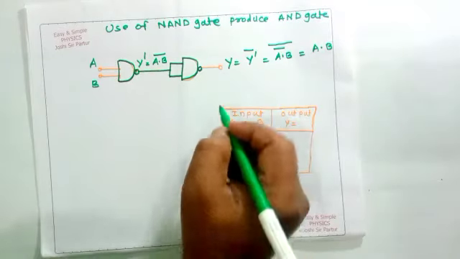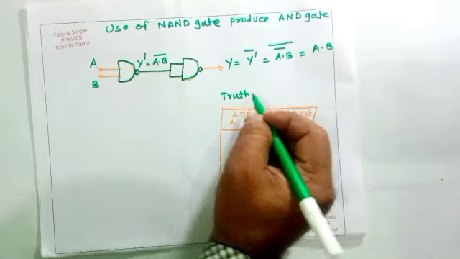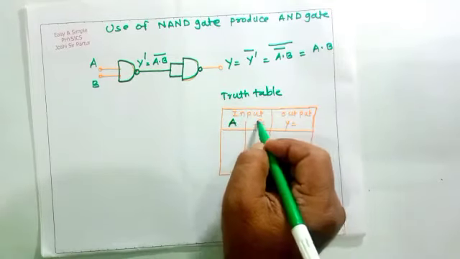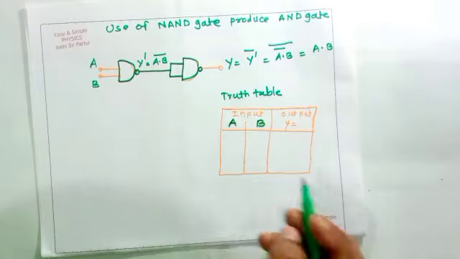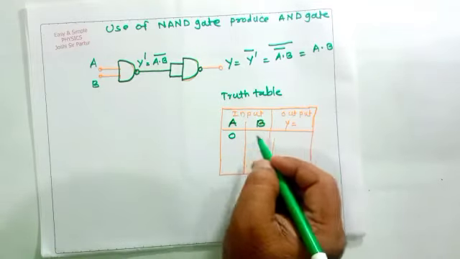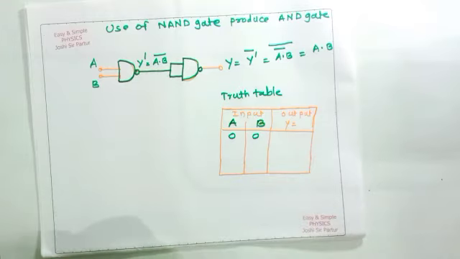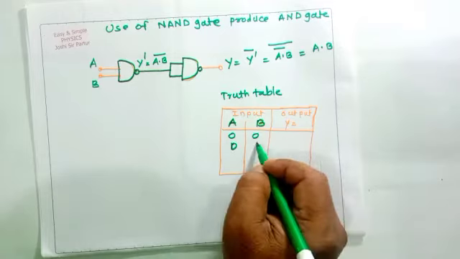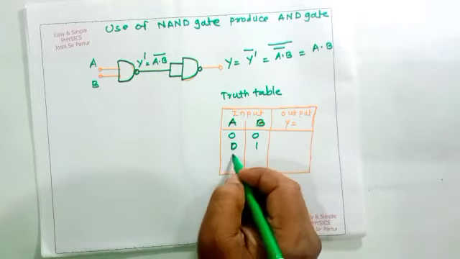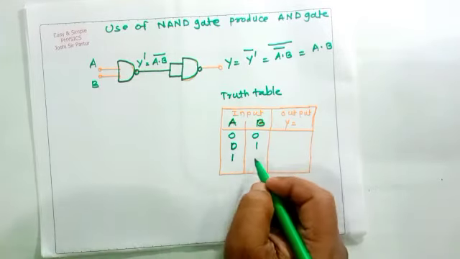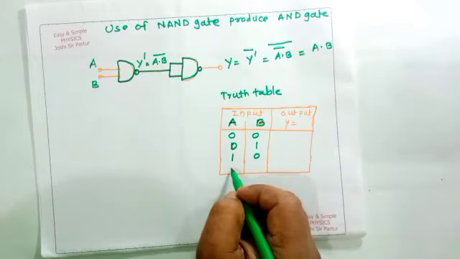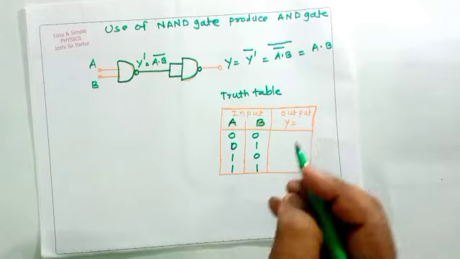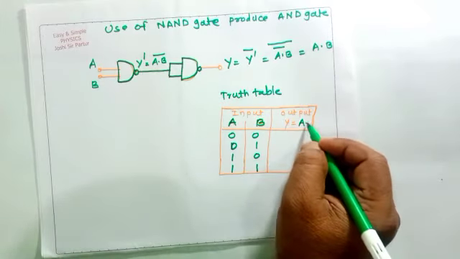If we verify the truth table, input A and input B, four conditions will be seen. Input A will be low and B will be low, or A low and B high, or A high and B low, or both inputs will be high. So what happens? Output will be A and B.